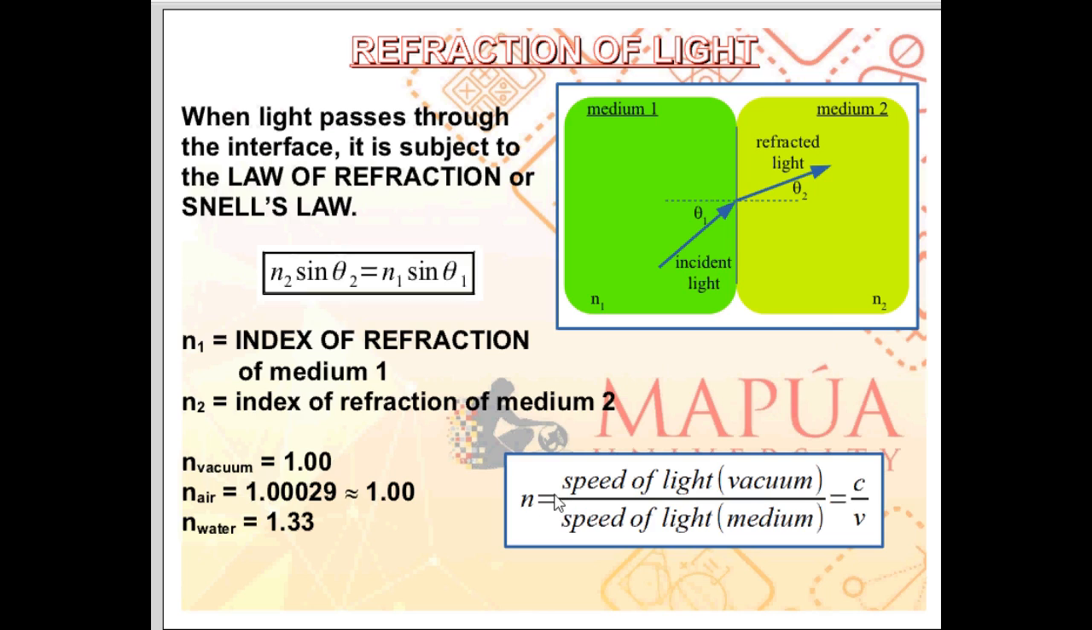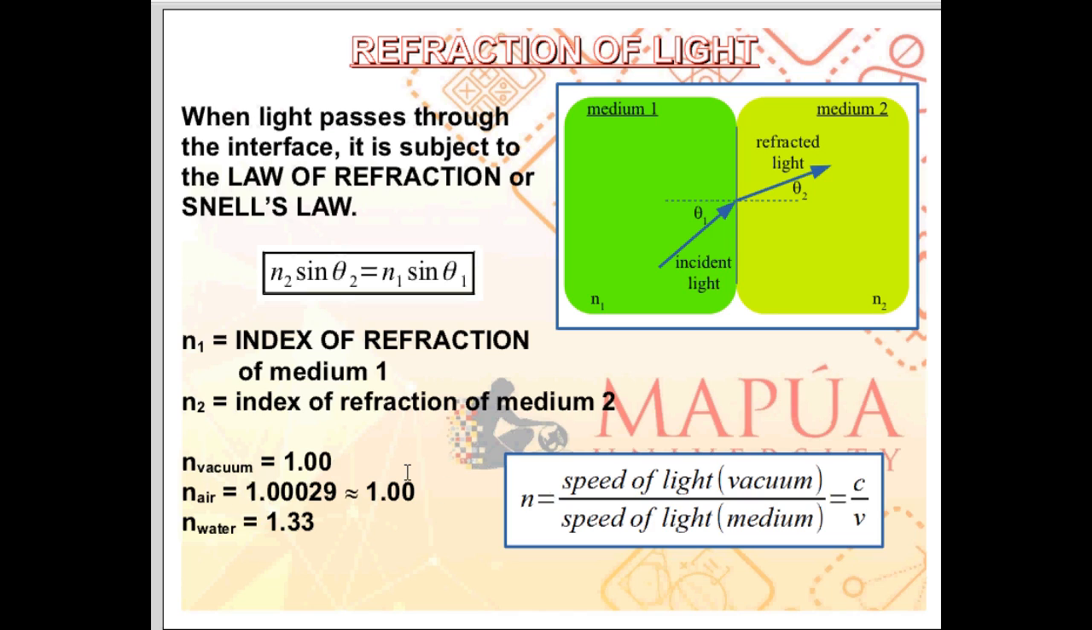The index of refraction is basically the ratio between the speed of light in vacuum and the speed of light in the medium. So for medium 1, N1 is the speed of light in vacuum over the speed of light in medium 1, and therefore is just equal to C divided by V.